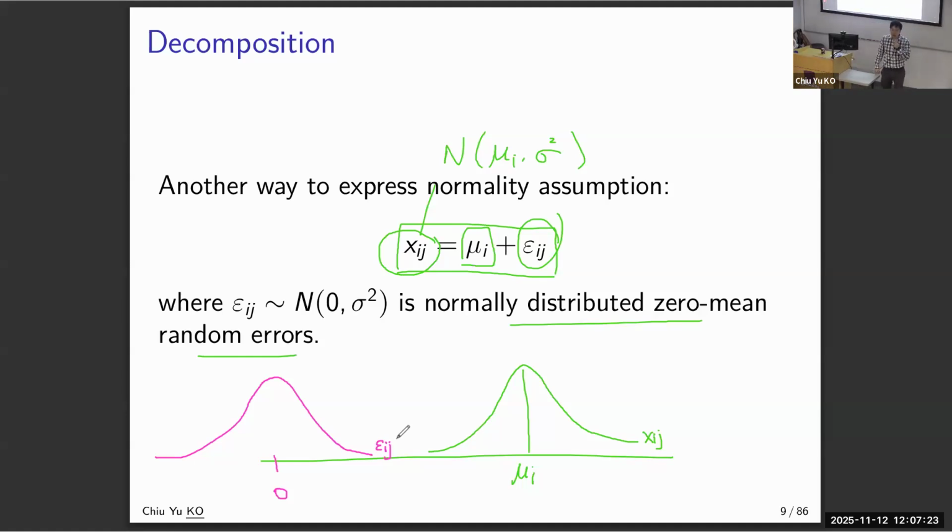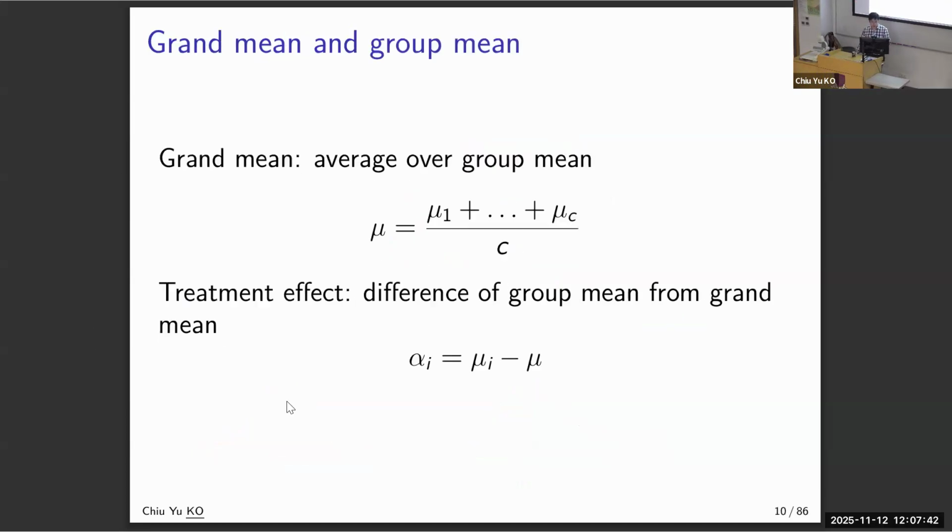Sometimes this is called the Gaussian white noise. The epsilon_ij, they call it the Gaussian white noise. But you will learn that when you actually see it. This is the technique we're using.